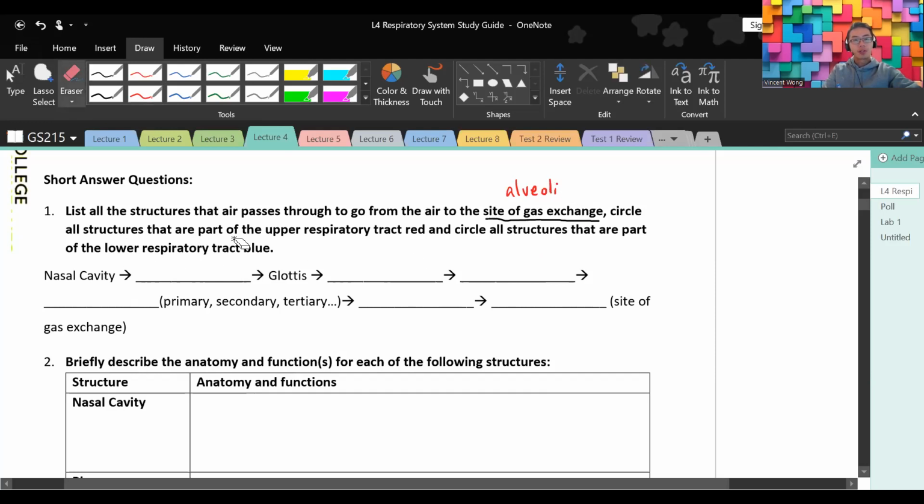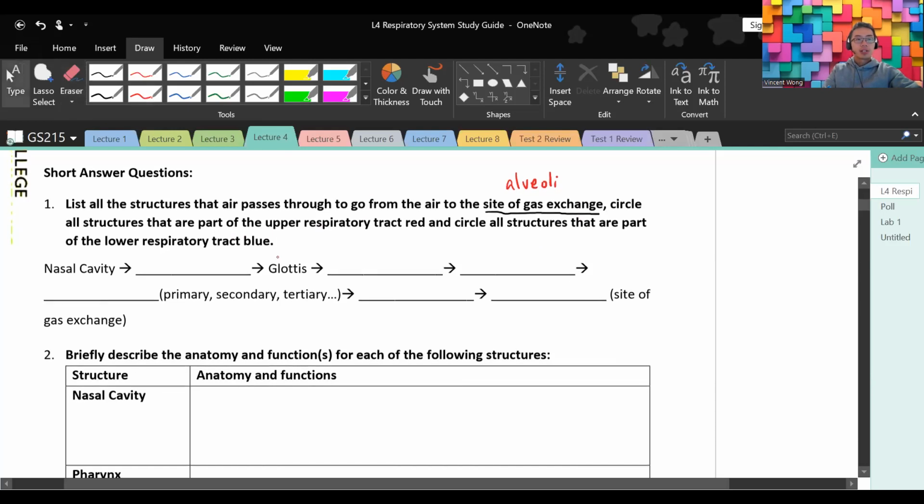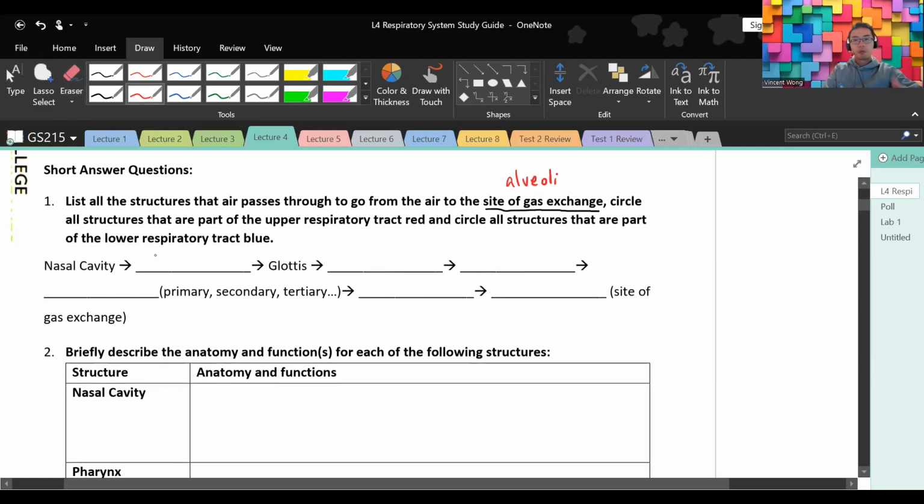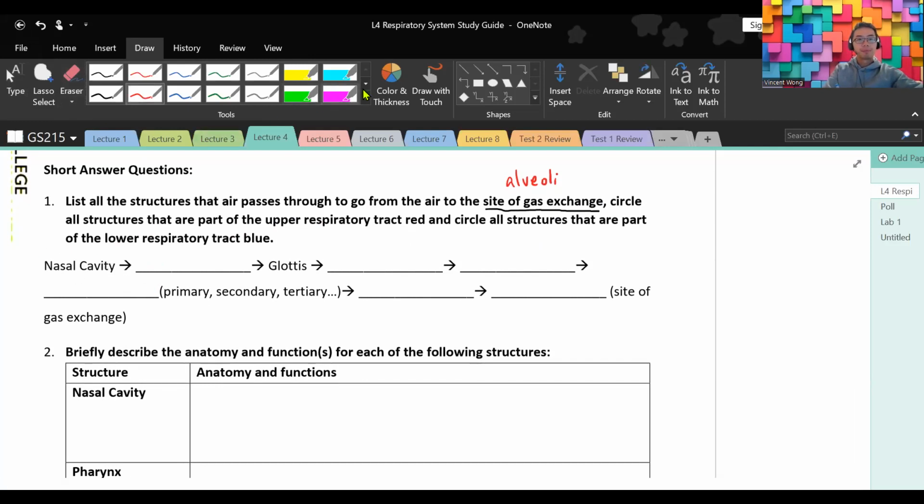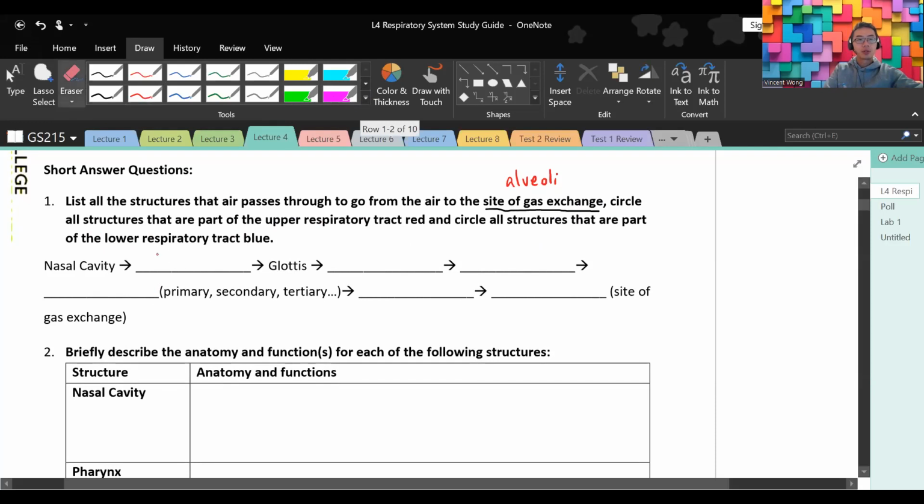So circle all the structures that are part of the upper respiratory tract red, and circle all the structures that are part of the lower respiratory tract blue. Starting at the nasal cavity, right? You inhale and the air will go in through your nostril. It will go through the nasal cavity. And then it's going to go to the pharynx. Okay, so the pharynx is the back of your throat, basically.